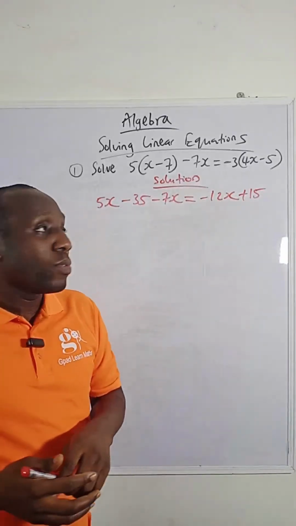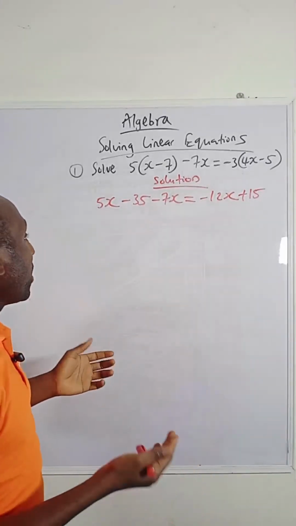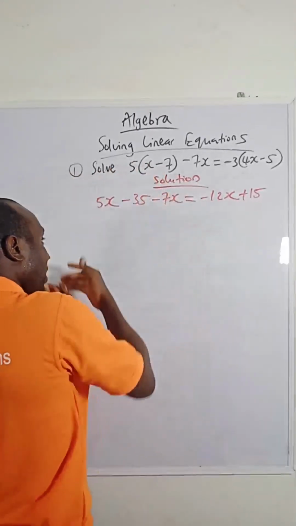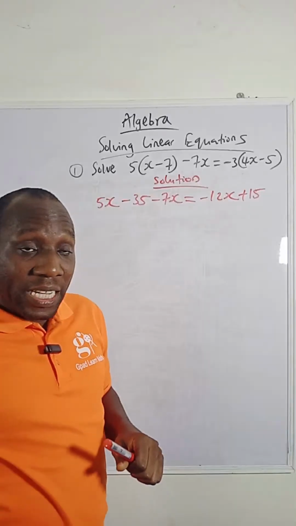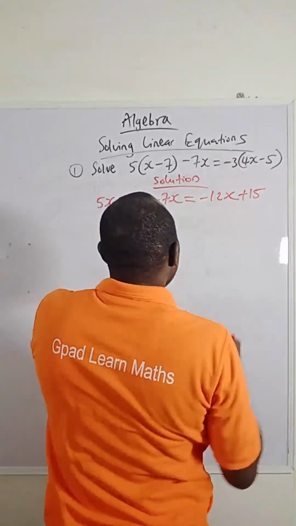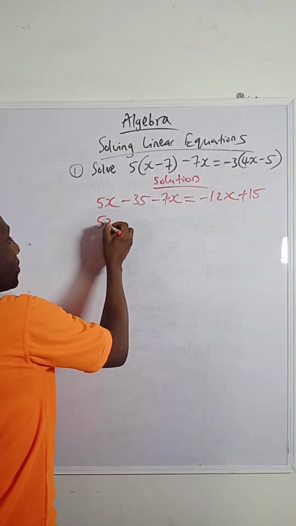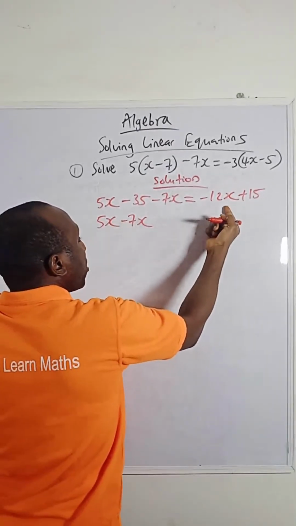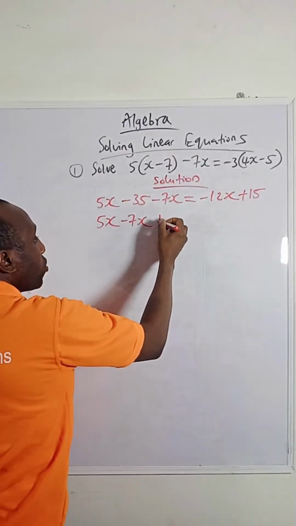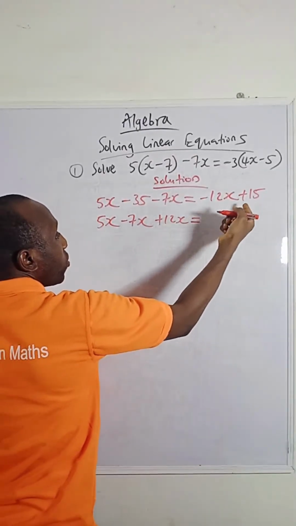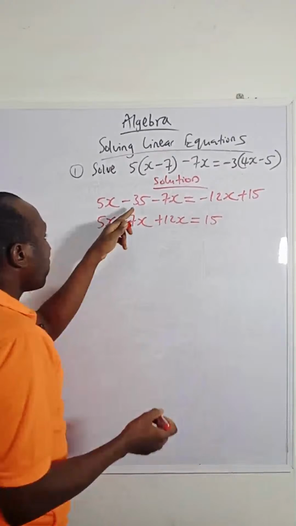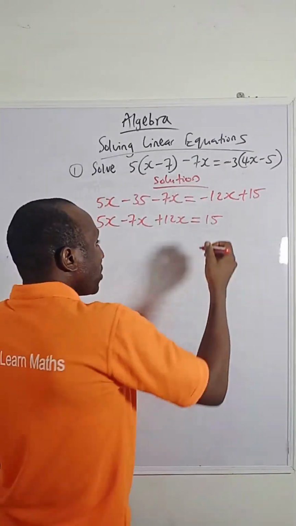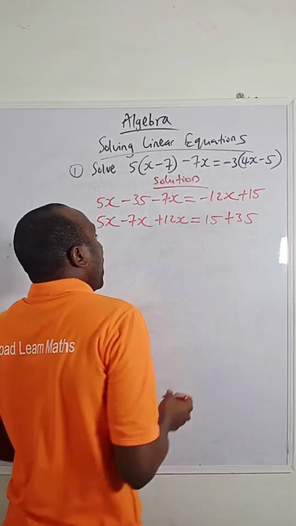So it's time to now collect like terms. What I can do is move all the terms containing x to the left-hand side and then move the constant terms to the right-hand side. So it's going to be 5x minus 7x. If you move minus 12x to the left-hand side, it becomes plus 12x. And this is equal to 15. Let's move minus 35 to the right-hand side. What will it be? Plus 35. I hope this is okay.